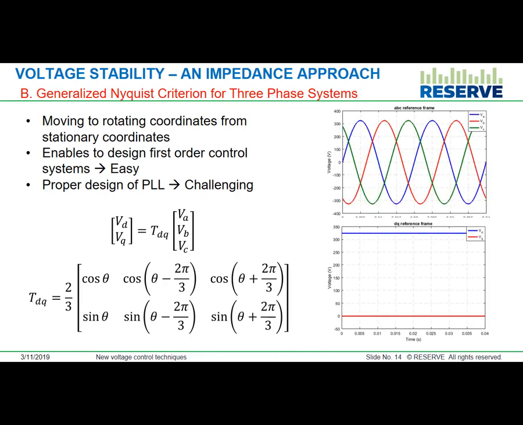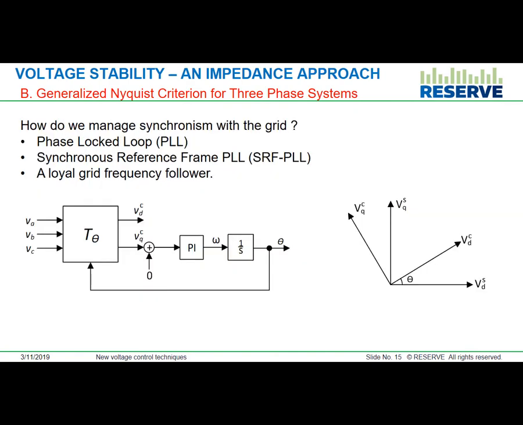So just to give you an example of what the DQ transformation does, if you have a three-phase signal which looks like this, but if you construct your coordinates which rotate with the three-phase signal, then you get just two DC signals. In this case, the D axis is aligned with the A axis. So the way to get there is to use a PLL.